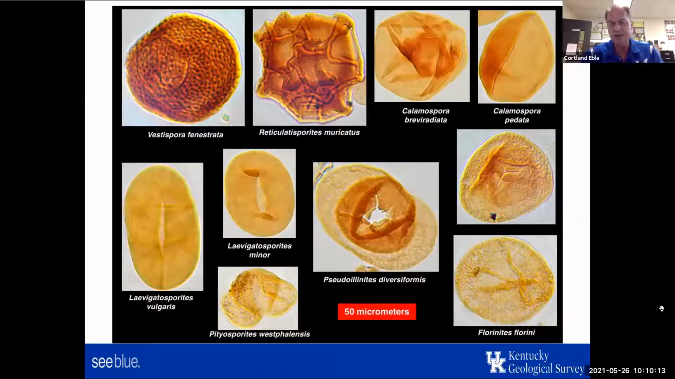So this allows us to talk in terms of not only different types of spore taxa, but also in terms of the parent plants that were producing them.